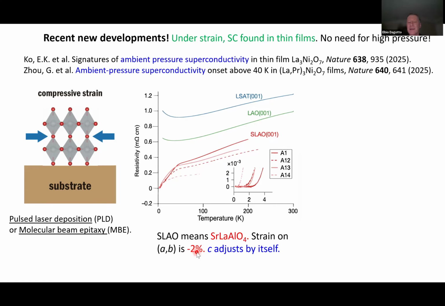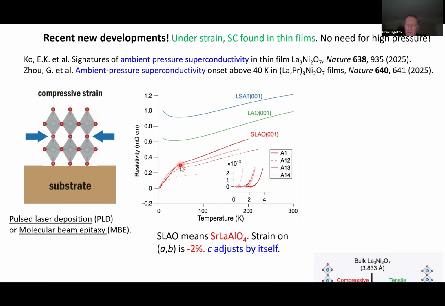Okay, it may seem little, but all of us that have done estimation, for example, of hopping amplitudes, know these wave functions are localized and rapidly decaying with distance. So a 2% change can be quite robust. And the other lattice constant adjusts by itself. So here you have the onset, and in this inset you have the drop to a zero resistance, so that there is no doubt that the onset is created by superconductivity.